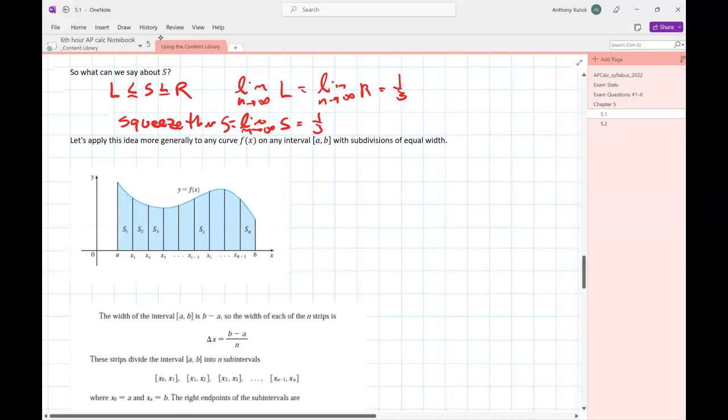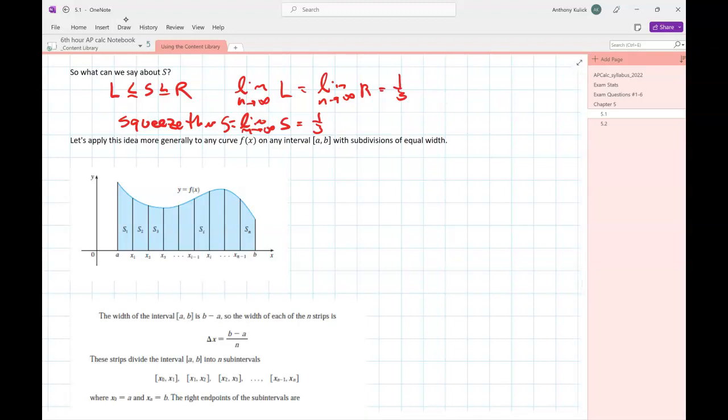So we're going to apply this generally now. Instead of the interval 0 to 1, we're going to talk about the interval from a to b. And instead of y equals x squared, we're going to have just any f of x. Everybody okay with that? We're going to introduce a little bit of notation here to make this more compact.